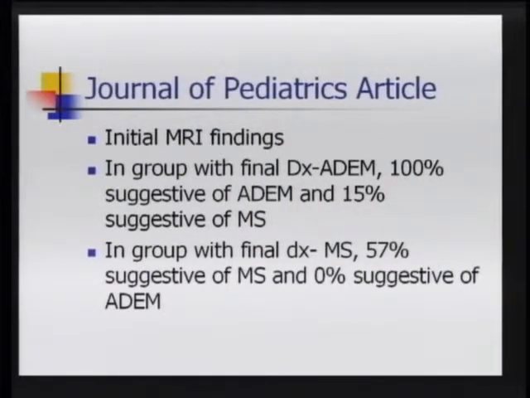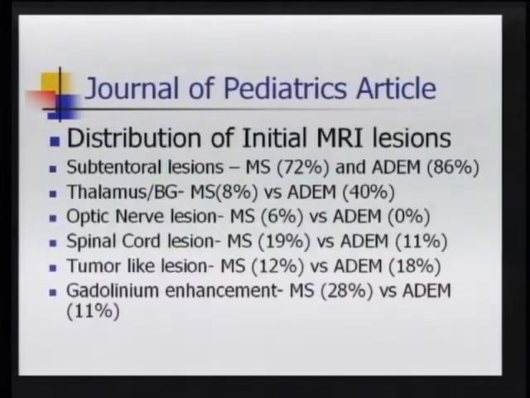The initial MRI findings are very predictive in many cases. Those in the group who had a final diagnosis of pediatric ADEM, if the initial MRI was suggestive of ADEM, then 100% of those patients ended up with a final diagnosis of ADEM. In the group with the final diagnosis of pediatric MS, 57% of those patients were suggestive of pediatric MS on the initial MRI, and none of those looked like pediatric ADEM. And we'll talk about those MRI findings in just a few minutes.